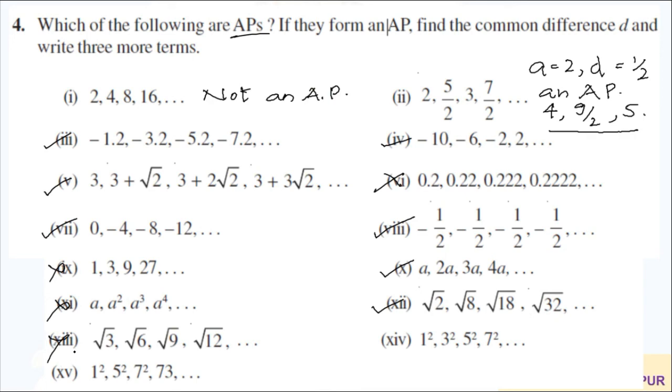13th, it doesn't form an AP because there is no common difference. 14th also doesn't form an AP. 15th, it forms an AP with a common difference 24, you can please check this. If it forms an AP, then you need to find the common difference and you have to write three more terms. Please try this.